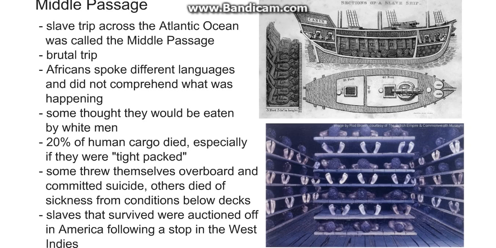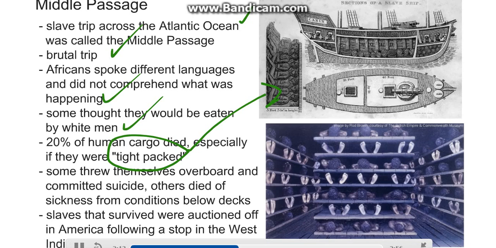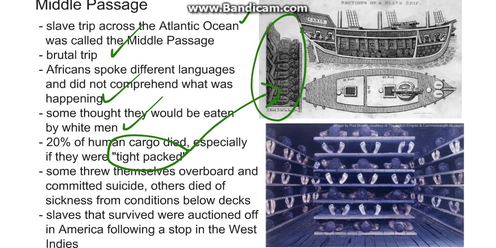The Middle Passage. The Middle Passage was the slave trip across the Atlantic Ocean. It was a brutal trip. Africans spoke different languages and did not comprehend what was happening when they were taken from Africa and loaded onto ships. Some thought they would be eaten by the white men. 20% of the human cargo died, especially if they were tight-packed. You can see a slave ship on the video screen in this picture that shows how closely together the slaves were packed in the ship. The tighter they were packed, the more slaves could fit in a slave ship.